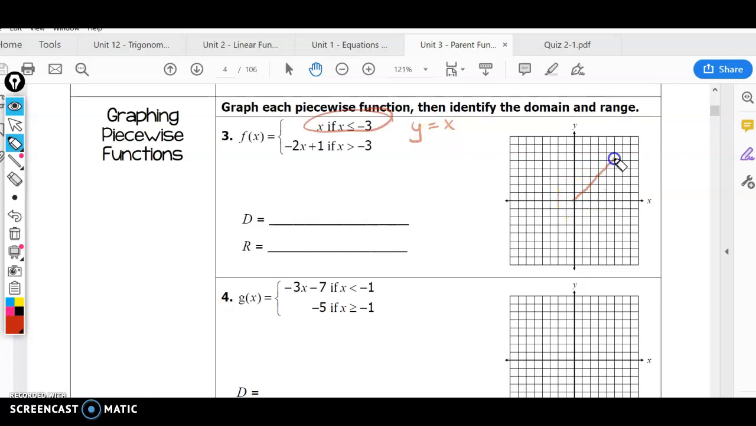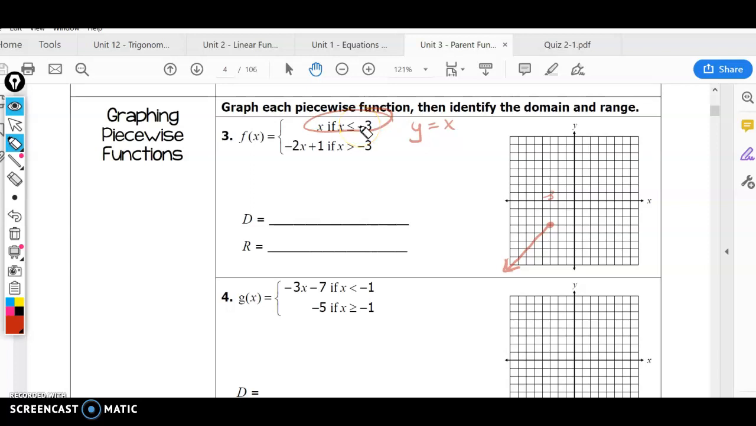So here is my y equals x graph, but I'm only going to graph it for x less than or equal to -3. I'm going to erase everything that's not -3. So let me just redraw it. 1, 2, 3, closed circle going down. So at -3, it starts. Closed circle again because of the equal to sign.